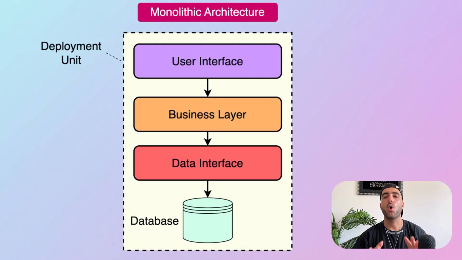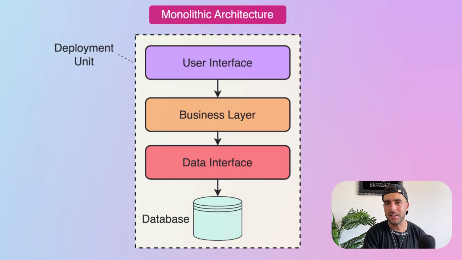So startups usually begin with a monolith, all features in one code base and in one database. Now that's great at the beginning, easy to deploy, easy to reason about, but as teams and features grow, you hit problems. You get slow builds, risky releases, code conflicts, and one bug can take down the entire app.